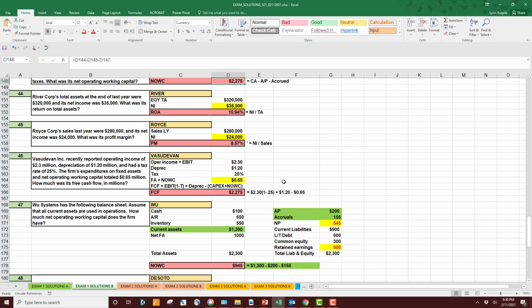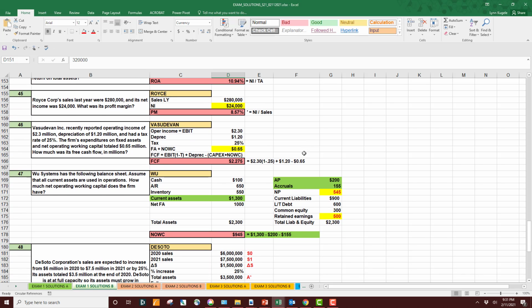44. River Corporation's total assets at the end of the year were $320,000. Net income $35,000. What was the return on assets? Net income divided by total assets. Royce Corporation's sales last year were $280,000. Net income $24,000. What's their profit margin? Just divide them.